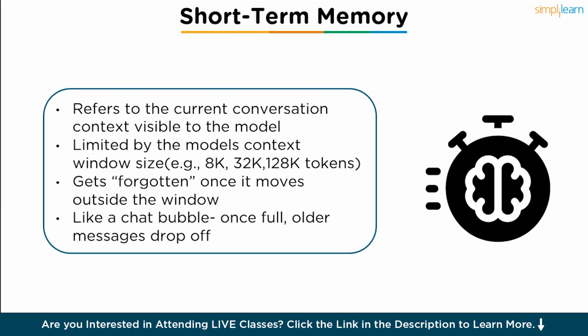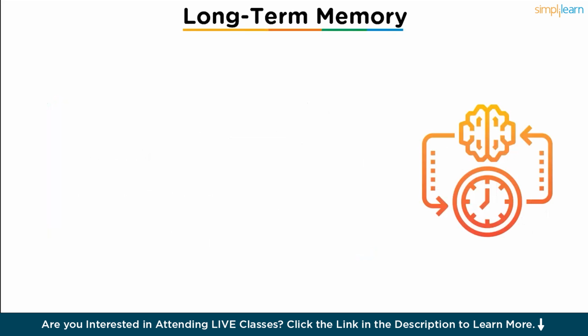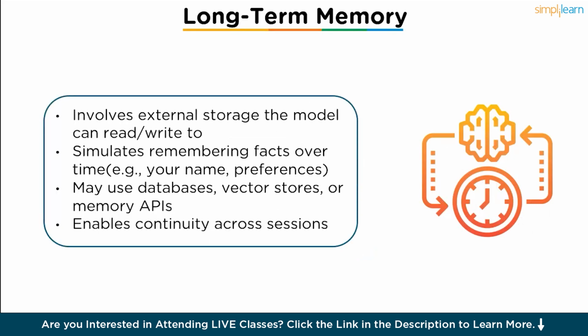It's limited by the model's context window, which may range from 8K to 128K tokens. Once the bubble is full, older messages drop off, making room for newer inputs. While short-term memory enables quick and responsive interaction, it's inherently ephemeral, disappearing as soon as the chat ends. Next, we have long-term memory. Long-term memory in LLMs takes the concept of recall to the next level. Using external storage like databases, vector stores, or memory APIs, it simulates human-like remembering across sessions.